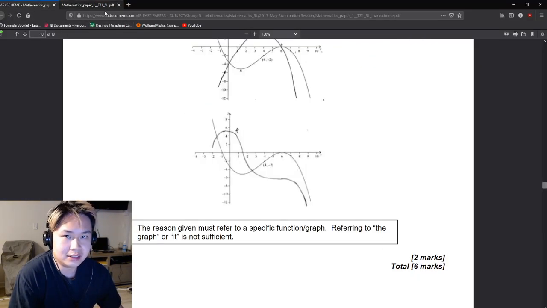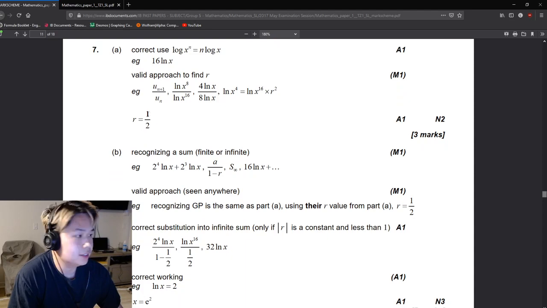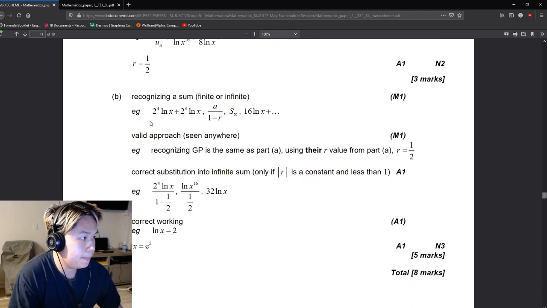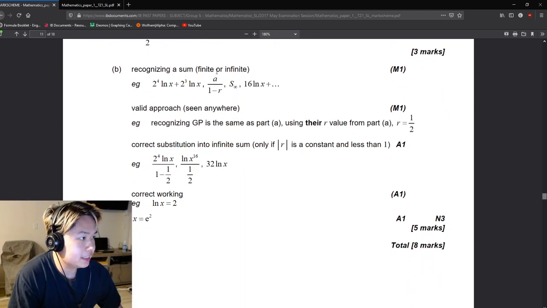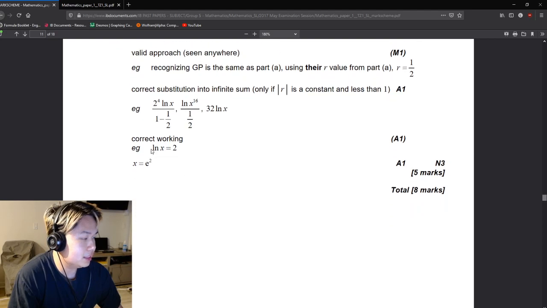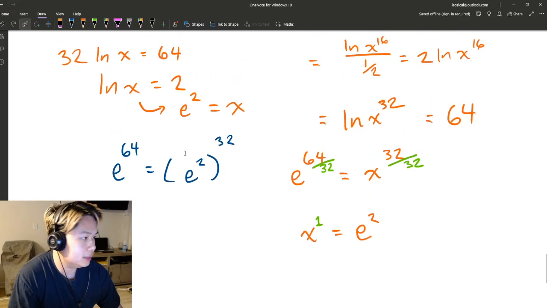So let's check our answer. So common ratio is 1/2. Recognizing that the sum of our series is infinite, using the formula, solving for x, e to the power of 2. So nice.